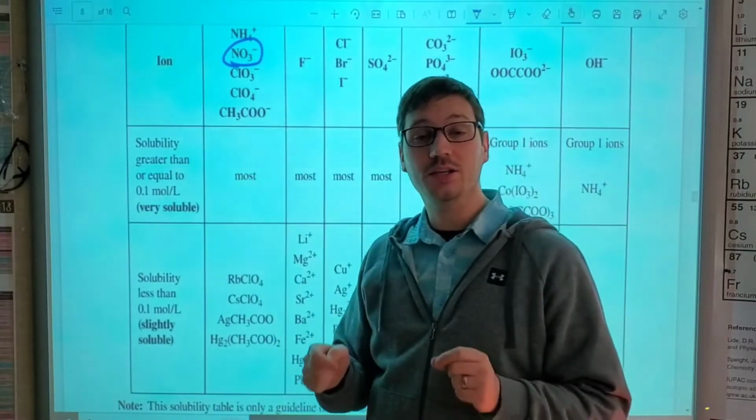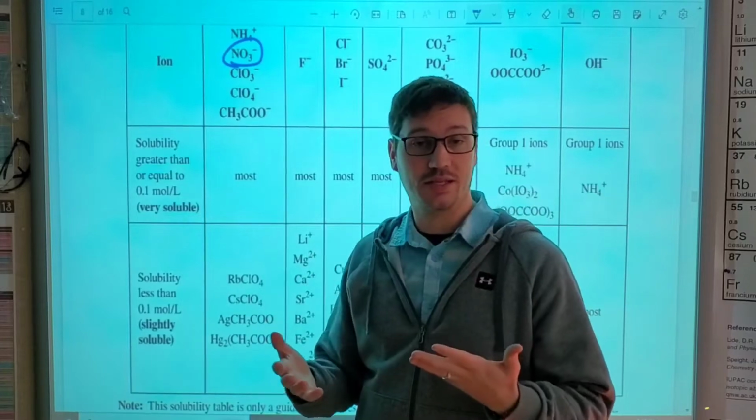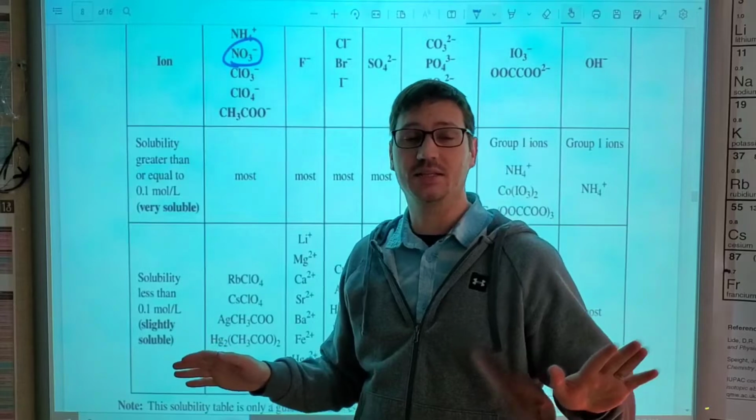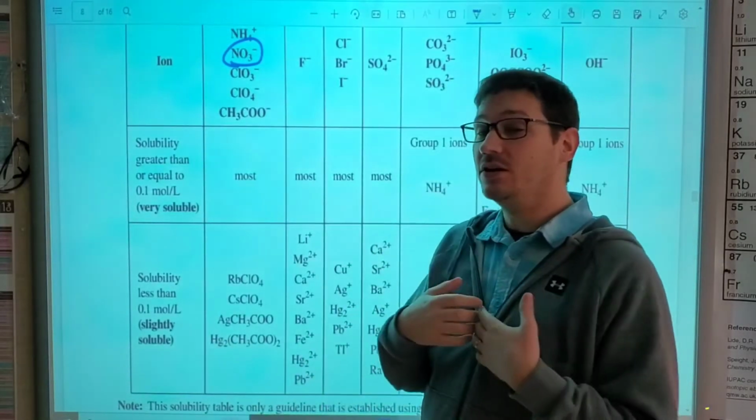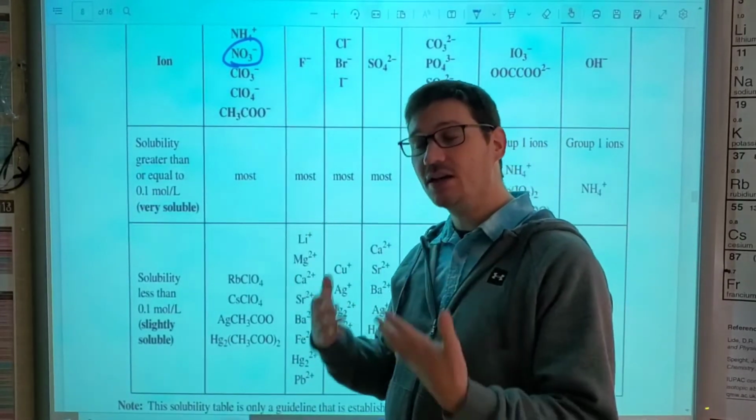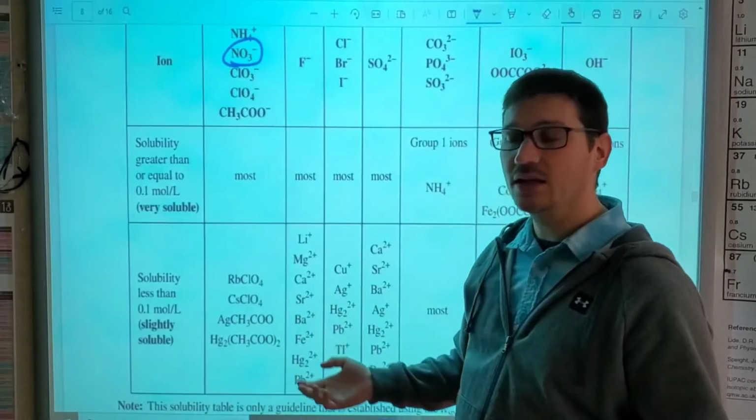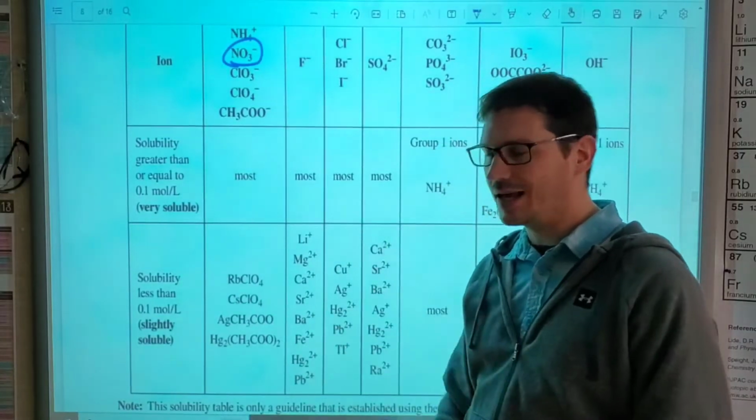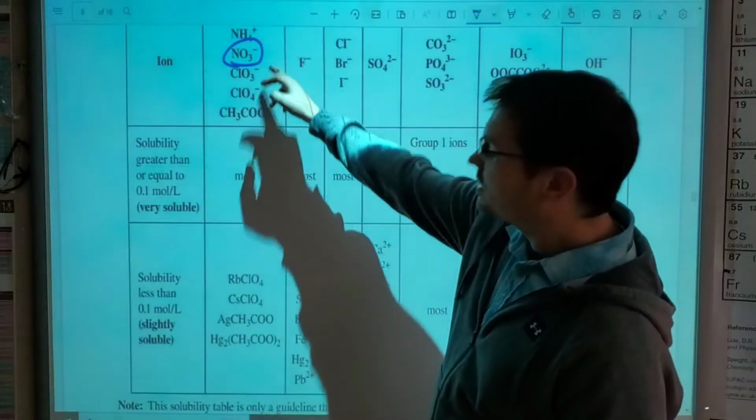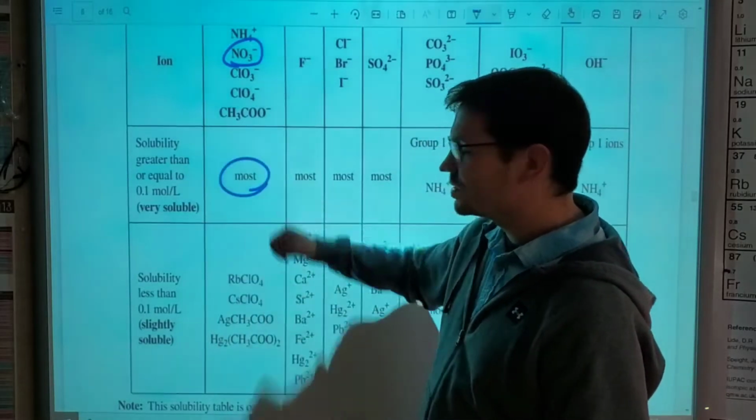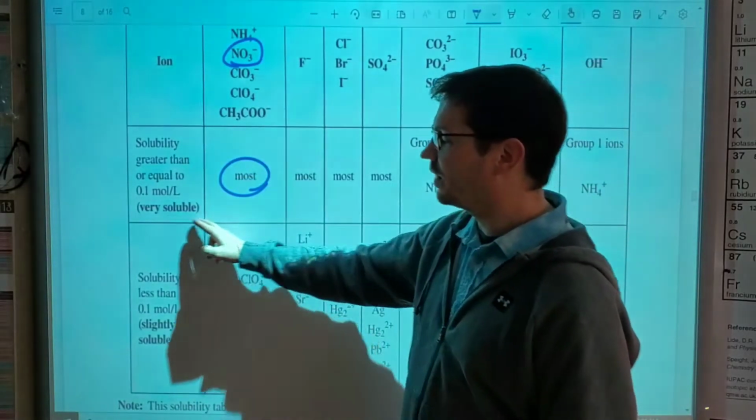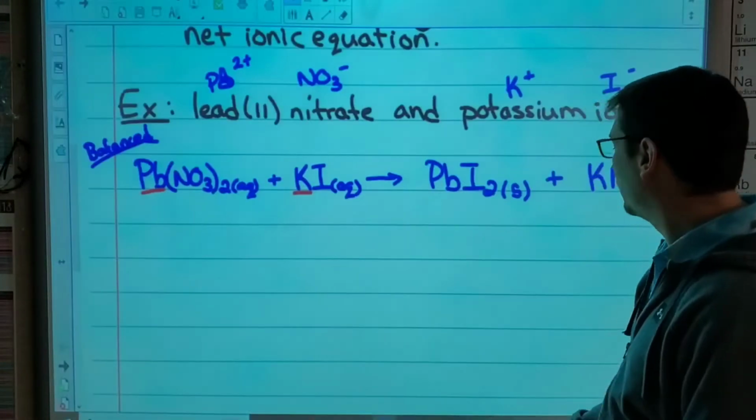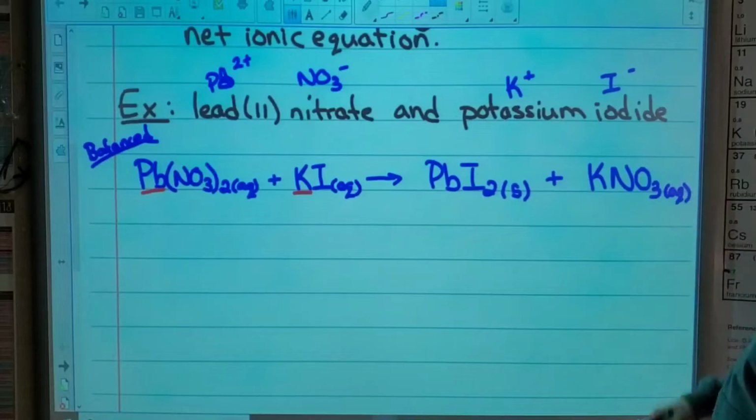That's one of the reasons why you're going to see nitrates a lot, is because nitrates do not ever form precipitates. So if you see a compound that has nitrate in it, you just immediately write aqueous, unless there's no water present. If there's no water present, then sure, write solid. But nitrate, nothing, then it's in most, right? And because it's in the middle row, that means it's very soluble. It will be aqueous. So we go back to our notes and we write AQ for aqueous.